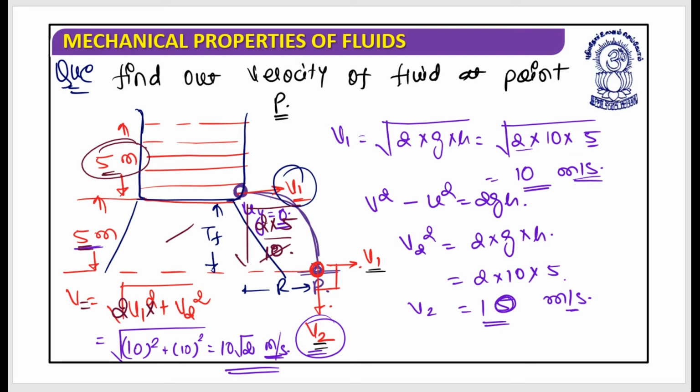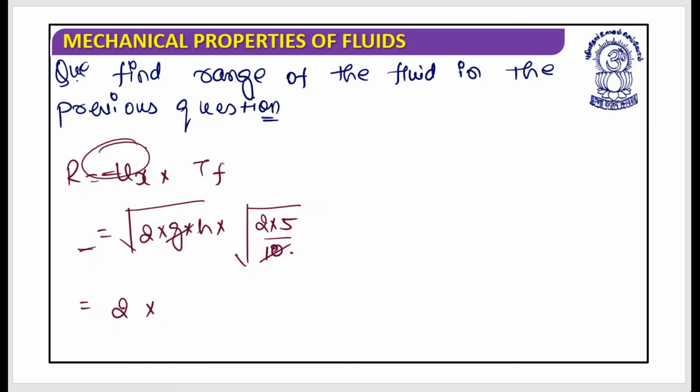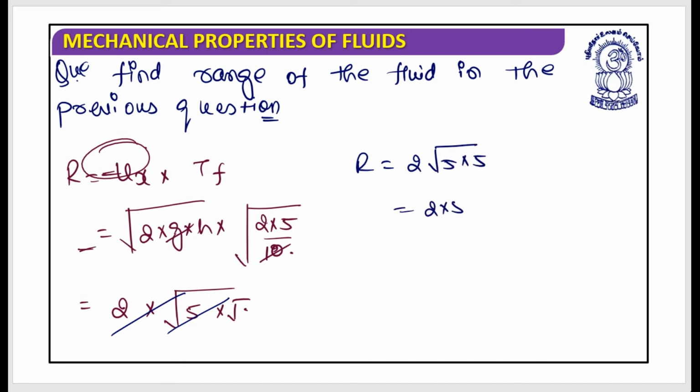By coincidence, all these heights are equal, but I am not writing the same relation. Please keep this in mind. So this is equal to 2 under root of 5 multiplied by 5. Give me a moment. So the range is equal to 2 under root of 5 into 5, which is equal to 2 into 5, which is equal to 10 meter. I hope this is clear.